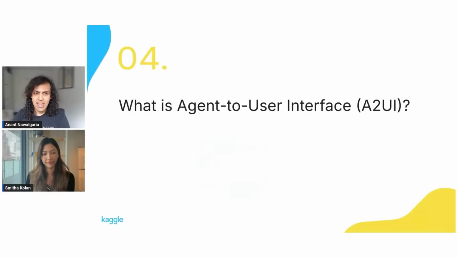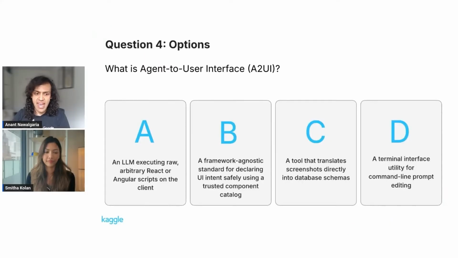All right, the second last question. What is the agent to user interface, or A2UI protocol? Is it A, an LLM executing raw arbitrary code, as Pierre mentioned earlier; B, a framework agnostic standard for declaring UI intent using trusted components; C, a tool that translates screenshots into database schemas; or D, a terminal interface utility for command line prompting for GUI? Your answer will be shown in 3, 2, 1, and it's B. It's a framework agnostic standard for declaring UI using trusted components.